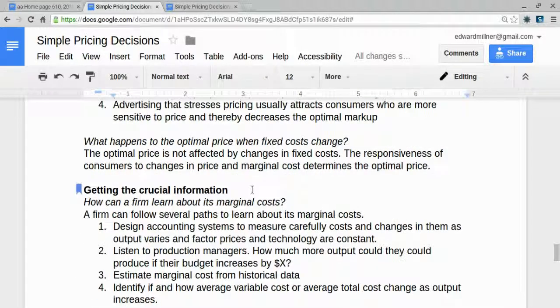One point, something I don't want you to miss, is that the optimal price is not affected by changes in fixed cost. The responsiveness of consumers to changes in price and marginal cost, those two things, and only those two things, at least for this part of the course, determine the optimal price.